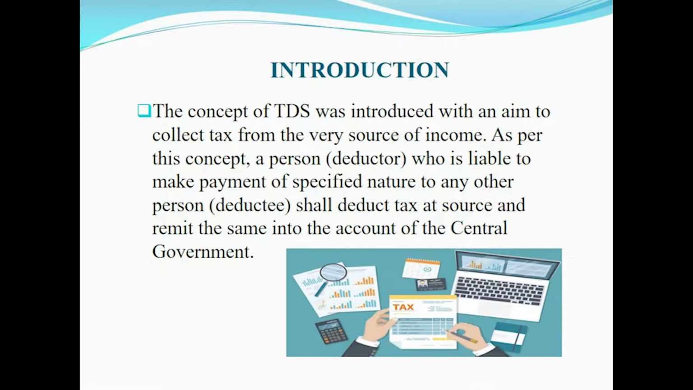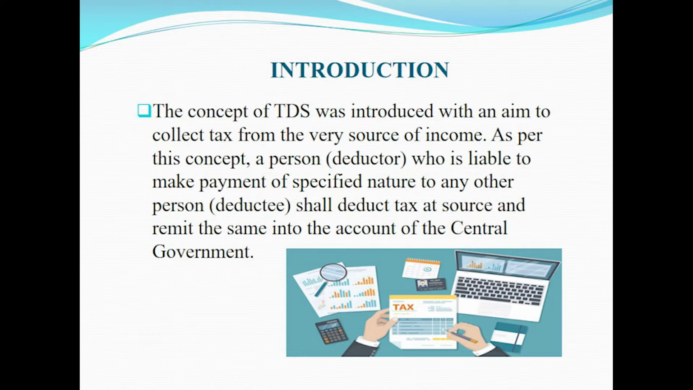Let me first give an introduction to TDS. TDS, as the name indicates, is tax which is deducted at source in order to collect the tax from the very source of income. As per this concept, there is a person, that is a deductor. Who is a deductor here? The recipient is the deductor, who makes the payment of the GST, where the liability falls on the recipient to make the payment of GST, and the other person, that is the deductee, is the supplier.